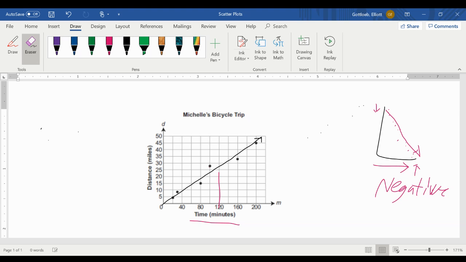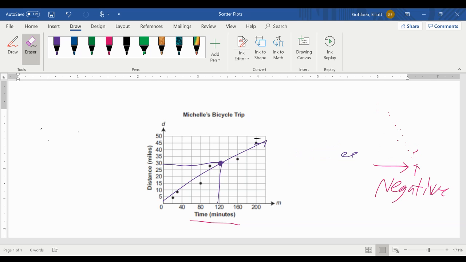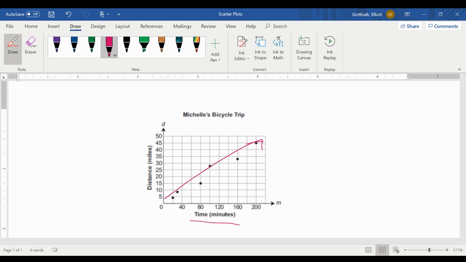So we were asking at 120 minutes, how far would she ride? If we go up the 120 here, this point, it looks like about 30. I would say that she would ride for about 30 miles. We could also be asked to find an equation for that line. This goes back; you need to look up writing linear equations if you do not remember how to do this. But to write a linear equation for this graph, first off, we'll cut the data in half.